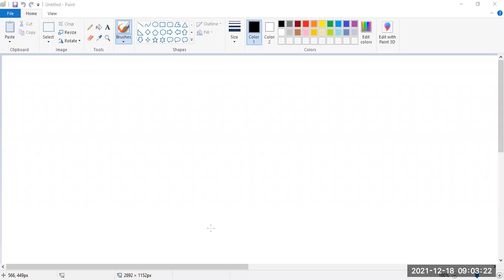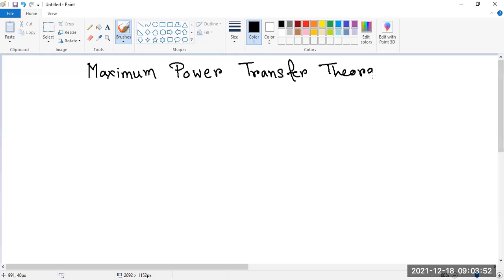Good morning, guys. Today our topic is maximum power transfer theorem. So, what is maximum power transfer theorem?